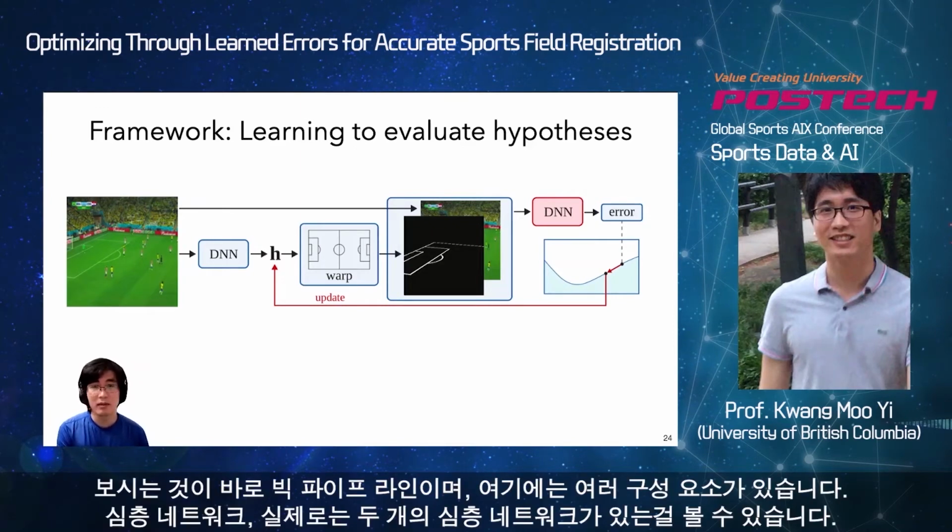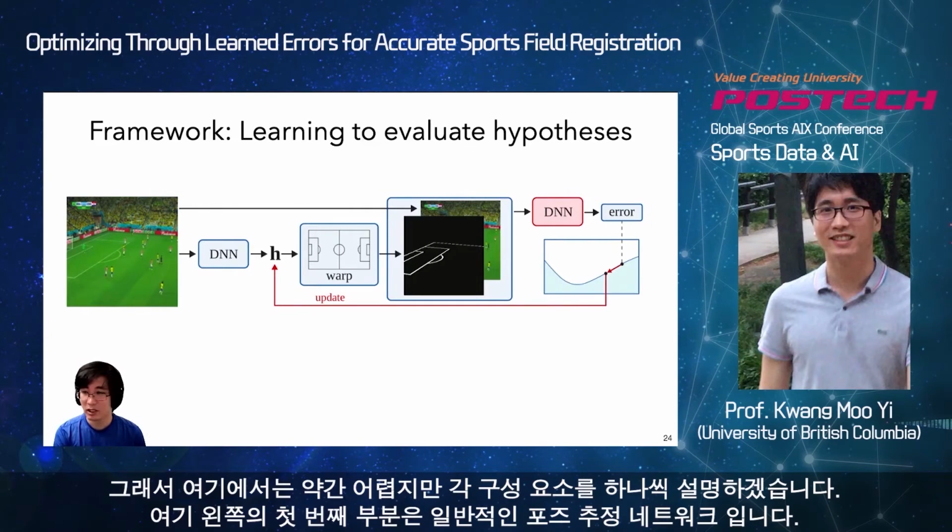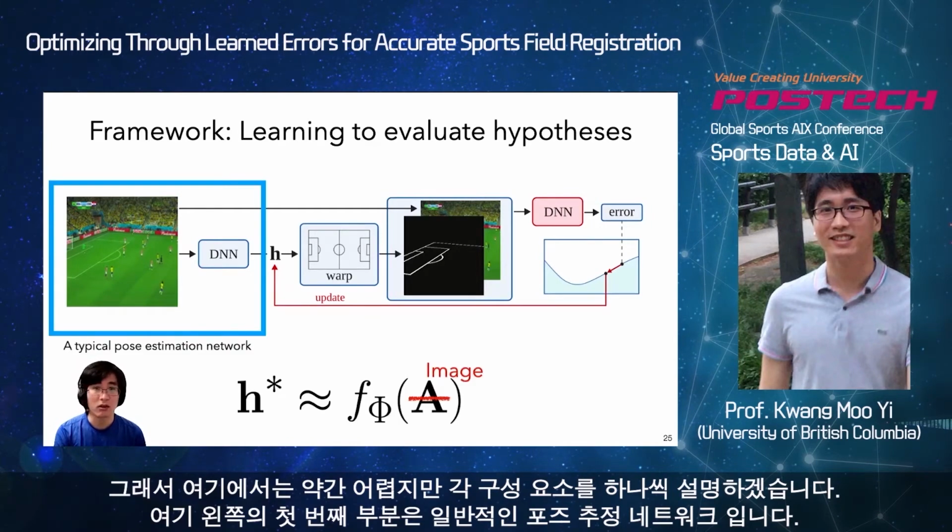So this is our big pipeline. It has multiple components in. You see that you have the deep network, well, actually two deep networks over here. It's a little bit daunting, but let me explain each component one by one. So the first part over here on the left is nothing but a typical pose estimation network.